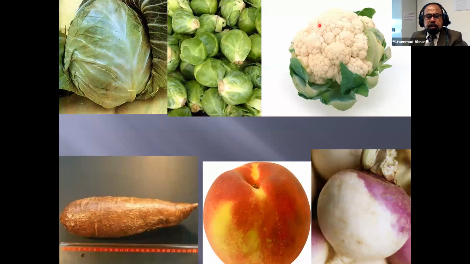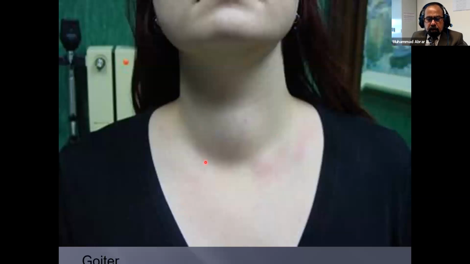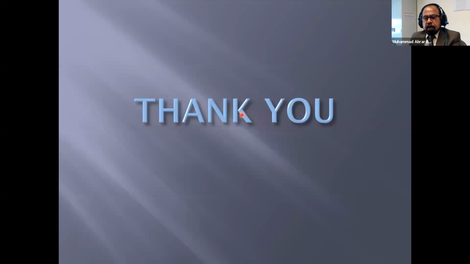These are vegetables called goitrogens, which can cause this change. And this is how it looks in an initial phase, a small increase in the thyroid gland. And this is a later stage, when it becomes multinodular goiter, and the size of the thyroid gland becomes that much. So this was all about the thyroid gland.